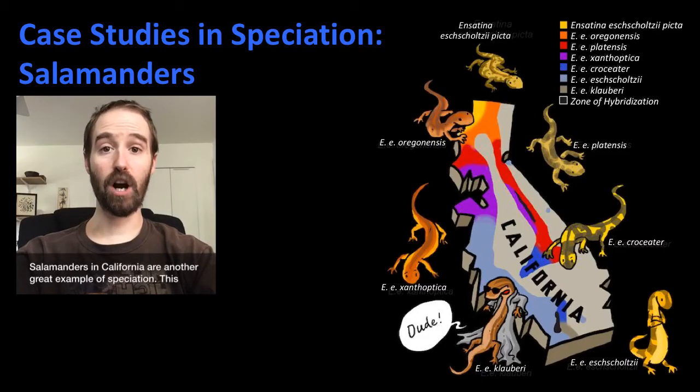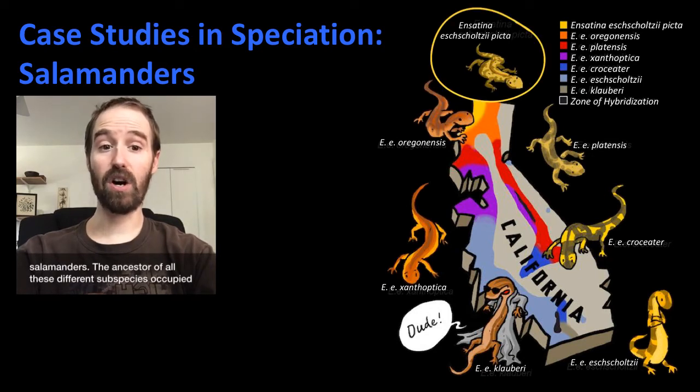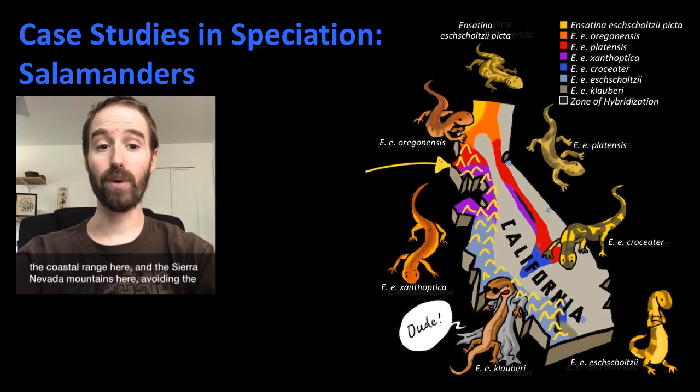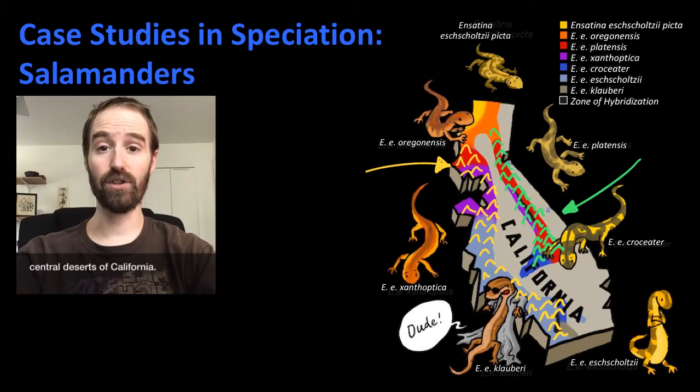Salamanders in California are another great example of speciation. This map shows the geographic range of several subspecies of these salamanders. The ancestor of all these different subspecies occupied the Pacific Northwest, and members of this species have been slowly moving southward for a very long time. Salamanders are amphibians, and their breathing requires their skin to stay moist and cool. So as they move southward, the salamanders stick to the mountainous regions, the coastal range here, and the Sierra Nevada mountains here, avoiding the central deserts of California.